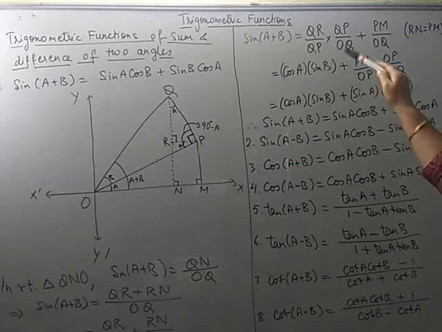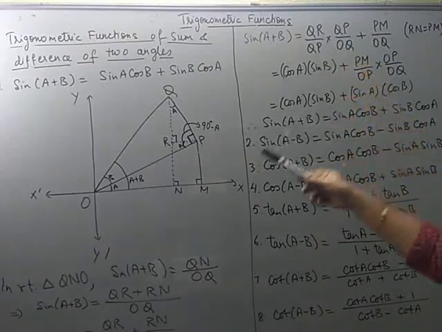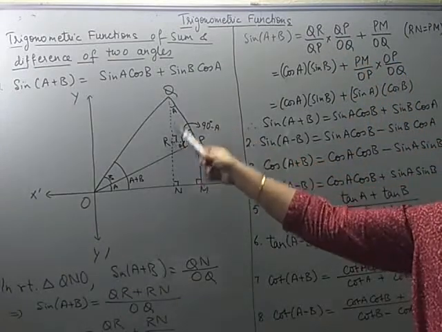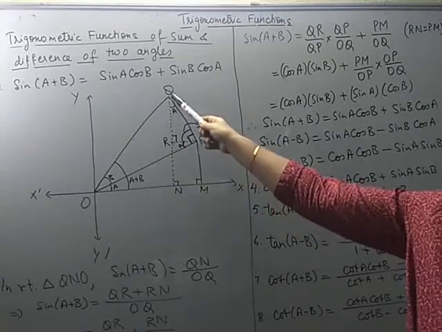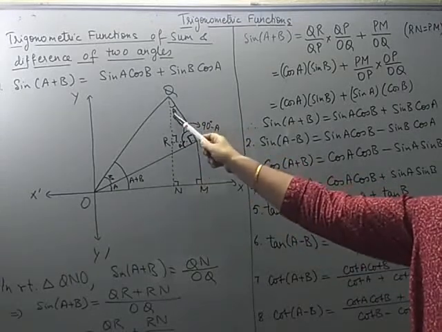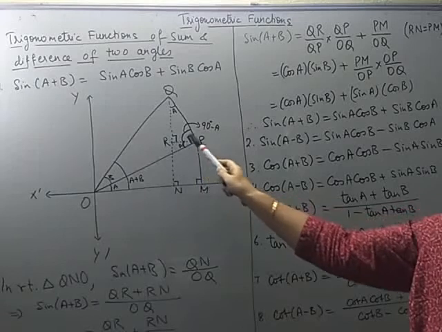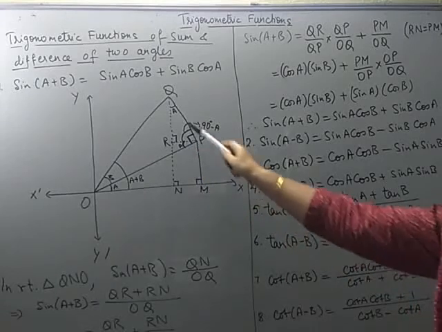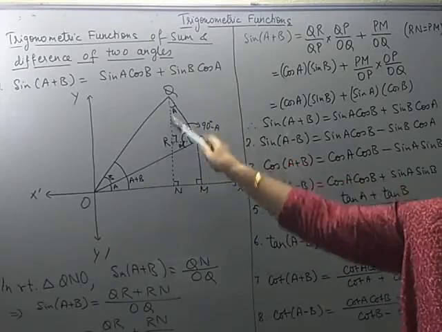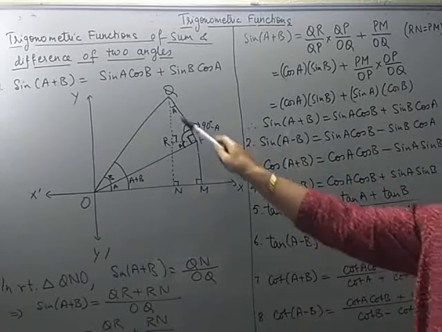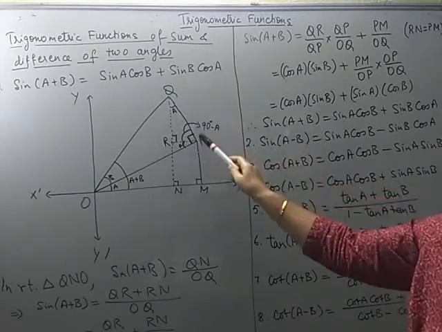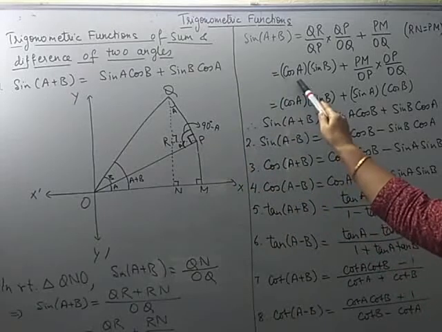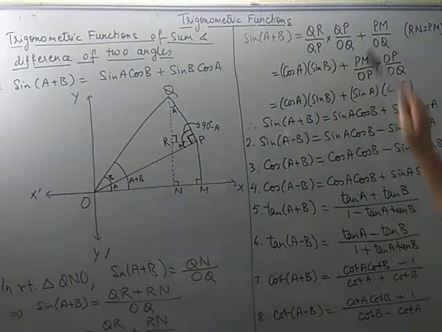Now look at them again. QR over QP. Look at this right triangle. Angle A is defined here. So the side opposite to it is RP. That will be the perpendicular. That means QR is the base and QP is the hypotenuse. So it is base over hypotenuse. So it will be equal to cos A. Then move on to the next one.